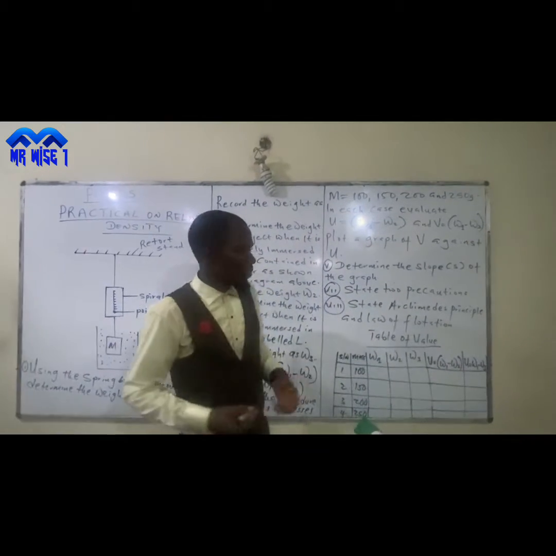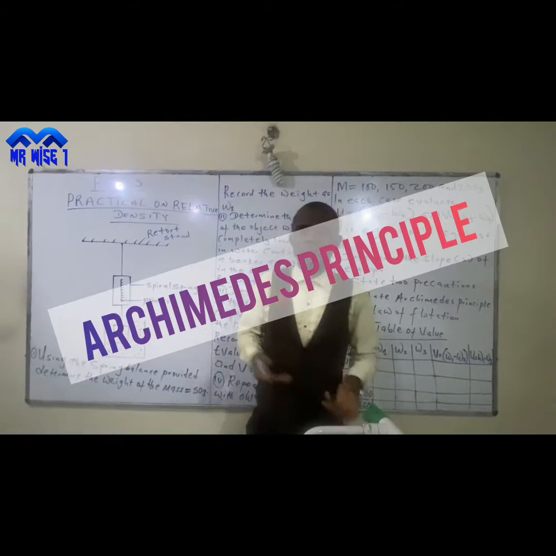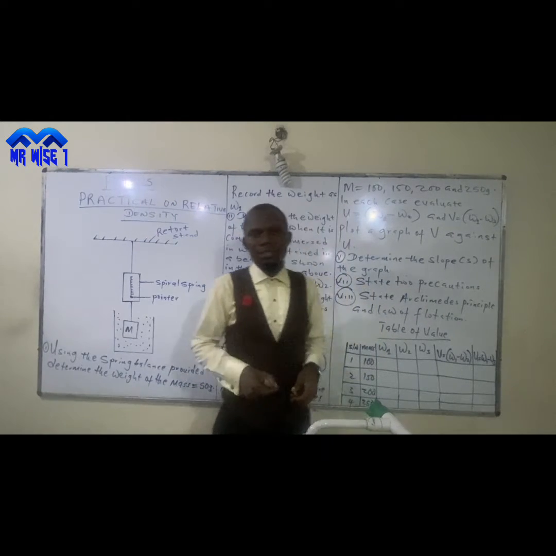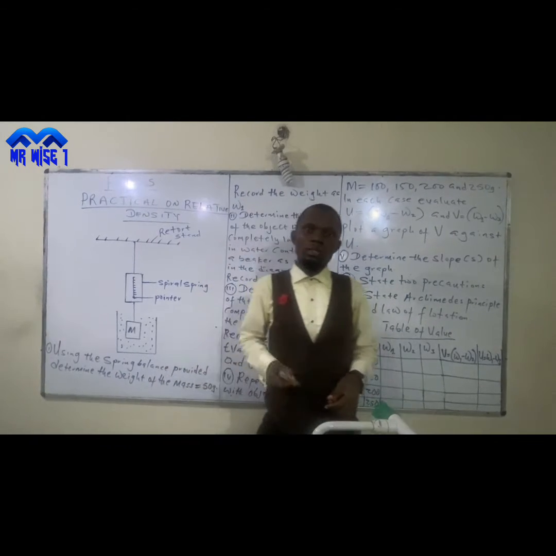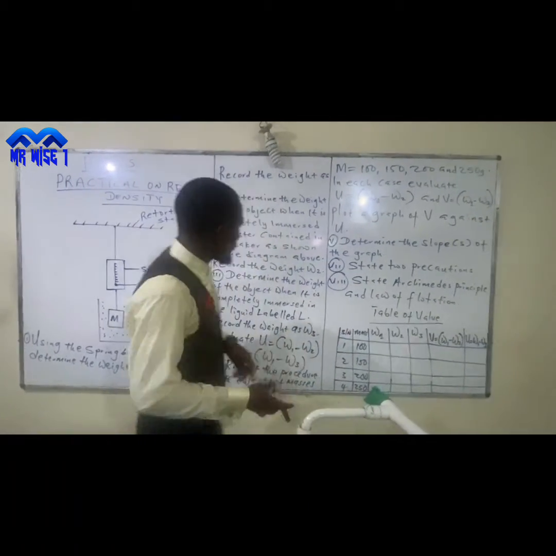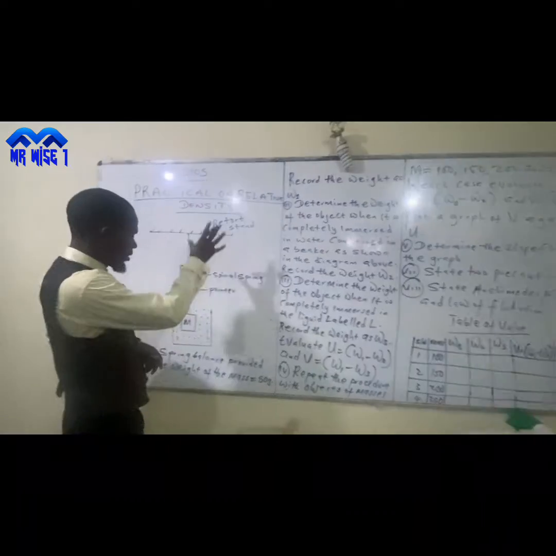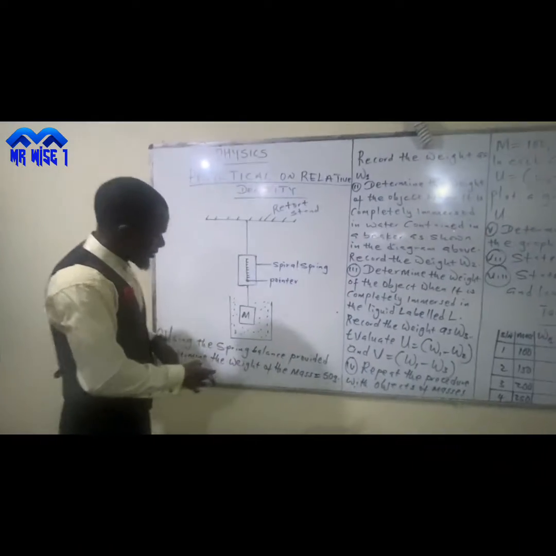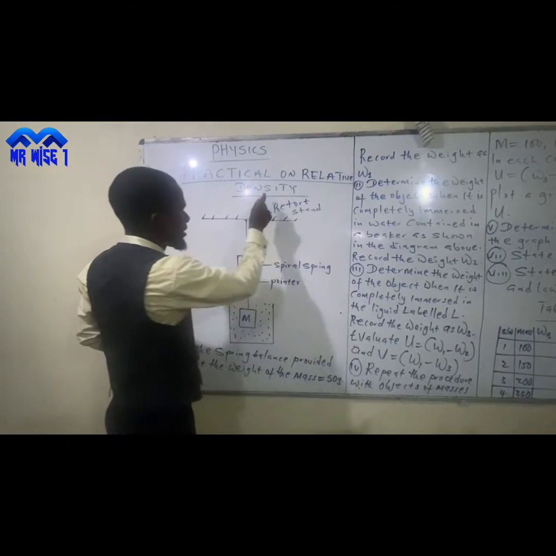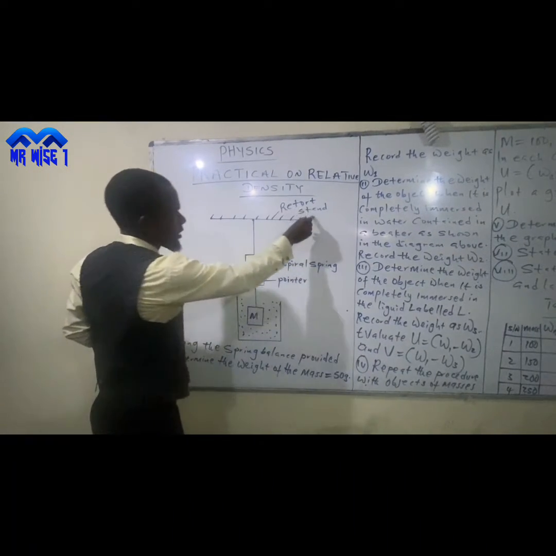What is even Archimedes principle? Archimedes principle says that when an object is partially or totally immersed in a liquid, the upthrust is equal to the weight of the liquid displaced. So, with the help of this setup, I can carry out the experiment on relative density.